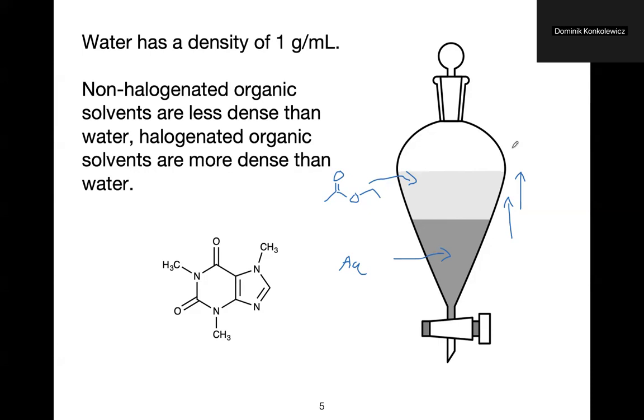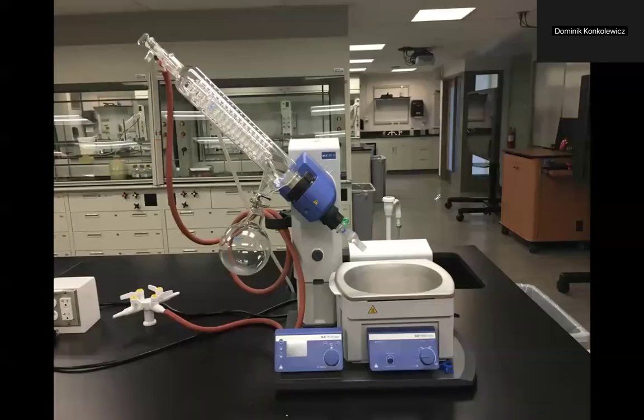So once we remove and put to the side the vast majority of our water, we're still going to have a little bit of water that's sort of mixed in up here. And to get rid of that, we'll typically dry it with some kind of inorganic salt, which in our case will be magnesium sulfate. Now we're going to have our hopefully relatively pure caffeine in ethyl acetate.